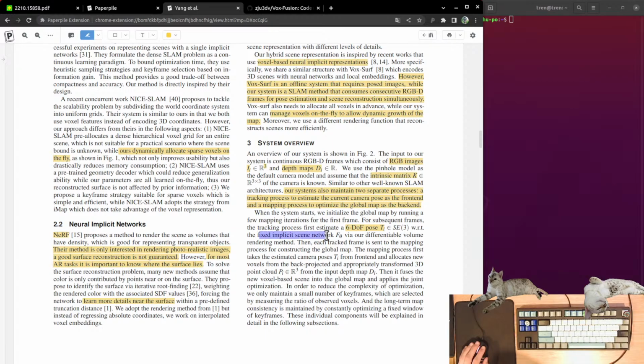A fixed implicit scene network. It's not going to be fixed always, so let's just say implicit scene network f of theta. That's going to be your NeRF, well, the neural part of the NeRF. It takes the estimated camera poses T_i from the front end and allocates new voxels from the back-projected transformed point cloud. Okay, where did that come from? Now suddenly we have a point cloud?